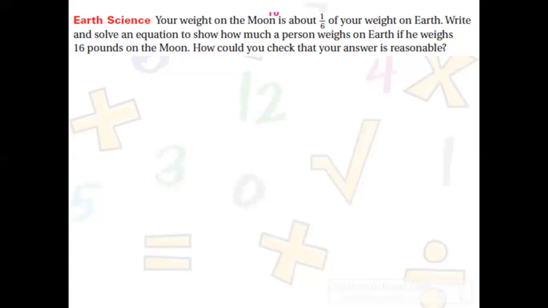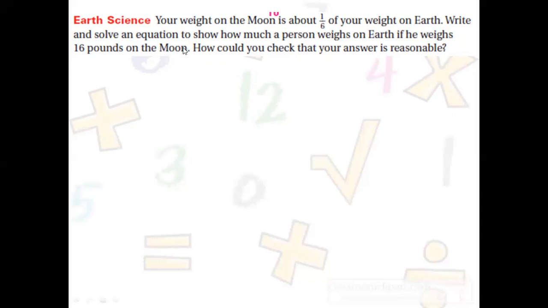On the earth, we are on the ground because there is gravitation on the earth. If not, we would also be flying on the earth if we didn't have gravity. So your weight on the moon is about 1/6 of your weight on Earth. So if anyone is too heavy, you can go and live on the moon. You will have very little weight.